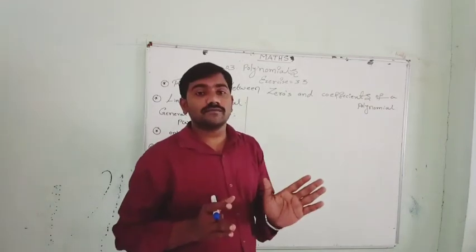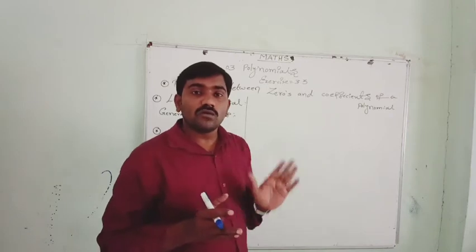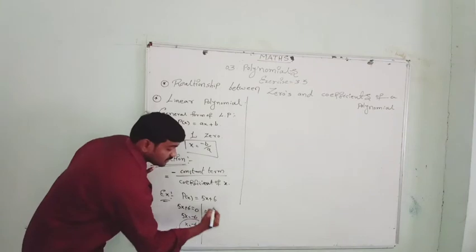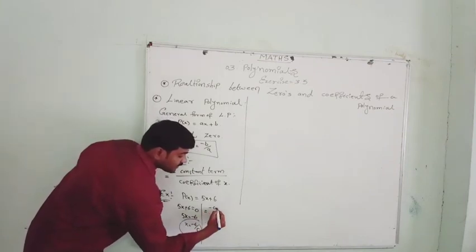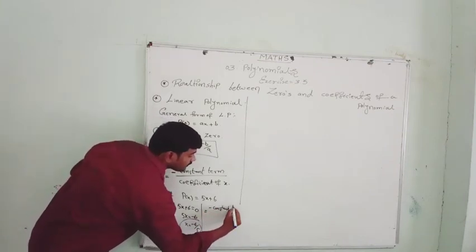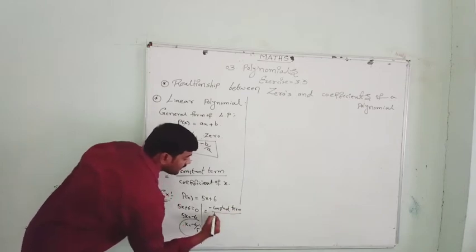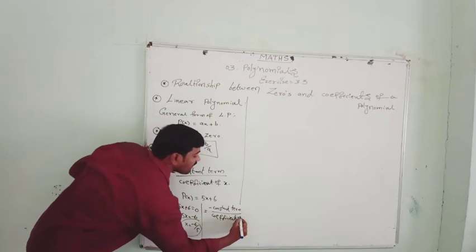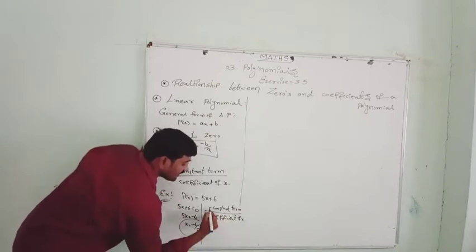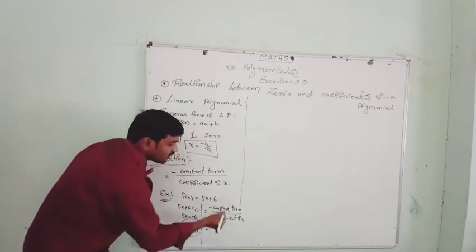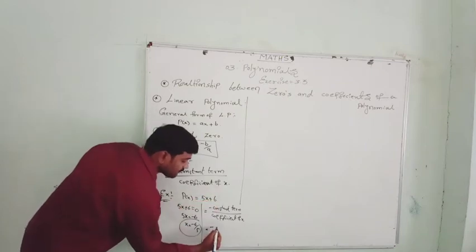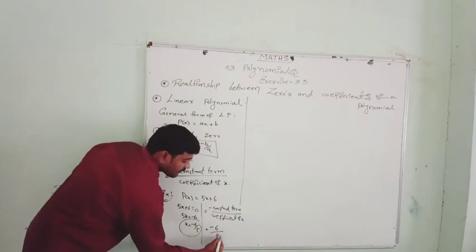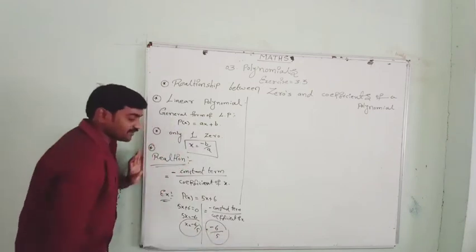That is minus constant term by coefficient of x. In this, minus, you write here constant term by coefficient of x. What is the minus? We put the minus. Constant term is what? In this, the constant term is 6. Then by coefficient of x, which is 5. Minus 6 by 5.